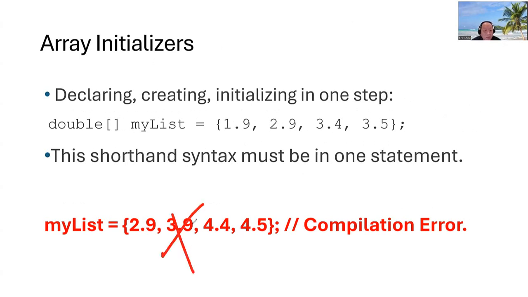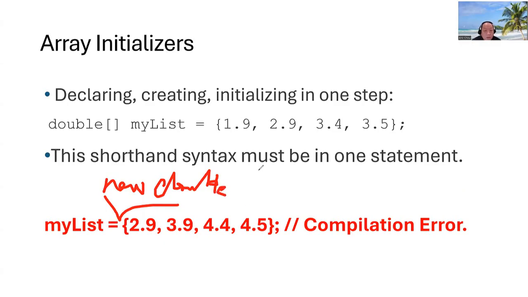You cannot do this. We talked about it already. Only the first time, when you declare it, it's okay. If you assign a new value to it, you have to put new double, just to tell the compiler what is the type of the data. That's what you need to do.